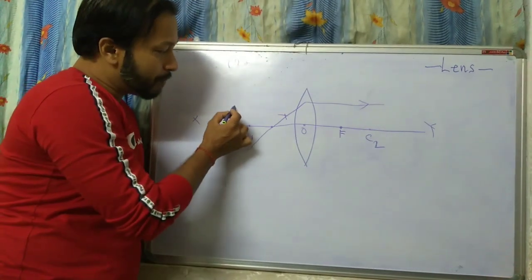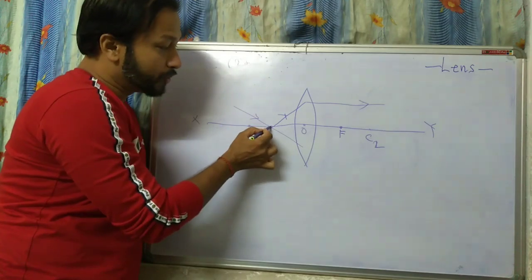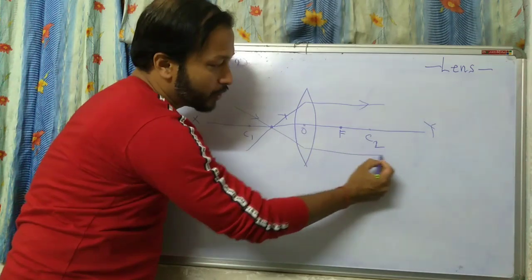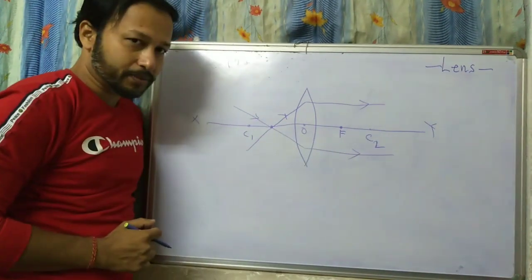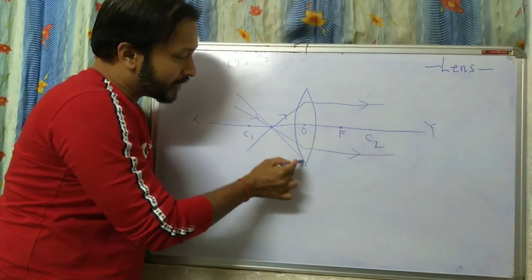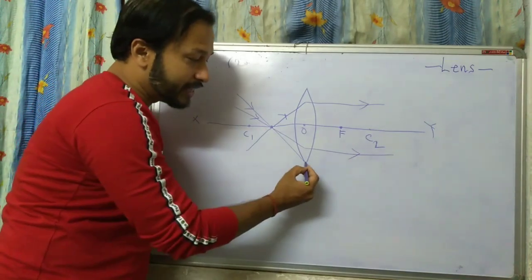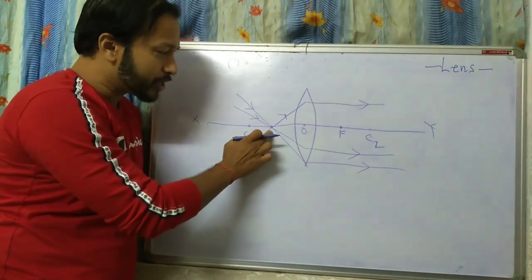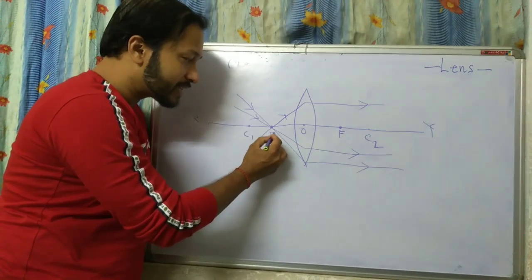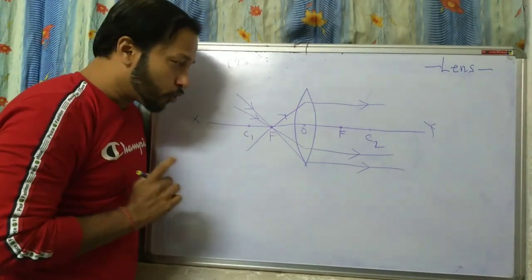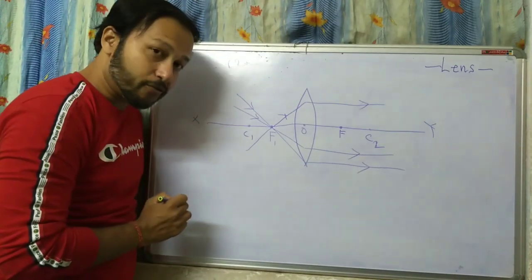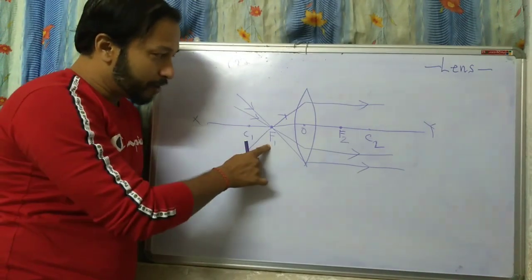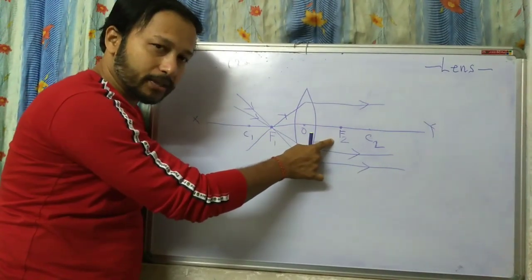Same way, if you pass another ray like this through that particular point, then again you will get a ray which is parallel to this principal axis. If you send another ray, then again you will see that this ray is also parallel to the principal axis. So it's a special point. We will also name it as F. Actually, we call it first principal focus, F1, and we call it second principal focus, F2. First principal focus, second principal focus.